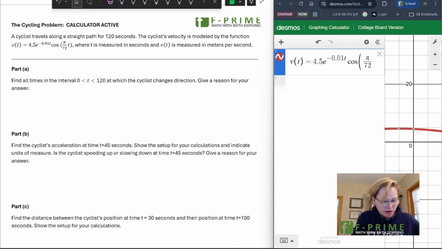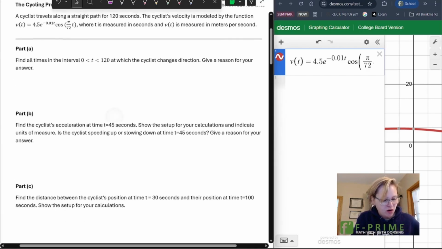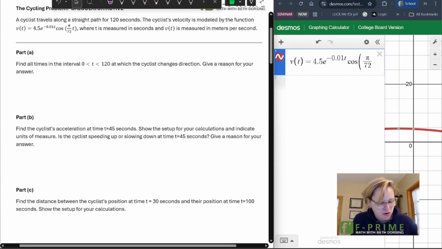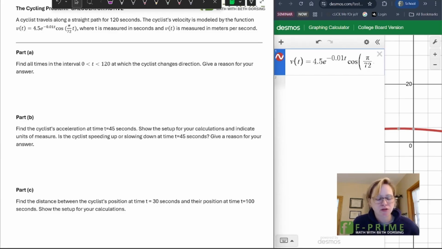Okay, so part A, let's read through it. It says, find all the times in the interval from 0 to 120 at which the cyclist changes direction. Give a reason for your answer. Now, as I think about this, I need to think about, okay, when do I know that something changes direction? Well, in order for anything in motion to change direction, to turn around and go the opposite way, it has to stop first. So the first thing I'm going to look for is, do I see anywhere where the velocity is equal to 0?